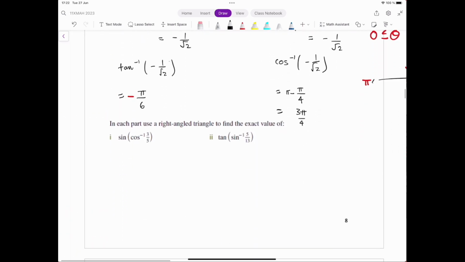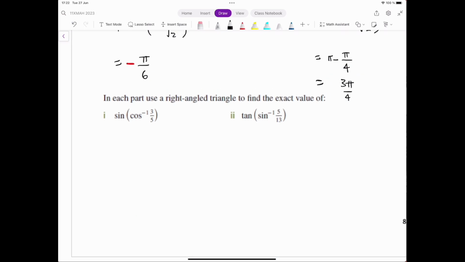Okay, in each part, use a right-angled triangle to find the exact value of. So, sine of cos inverse of 3 on 5. So we go, okay, if we make this theta, then cos inverse of 3 on 5, well, this has to be 3, this has to be 5. Using Pythagoras' theorem, that's 4. So sine of cos inverse of 3 on 5 is just going to be opposite over hypotenuse, 4 on 5.